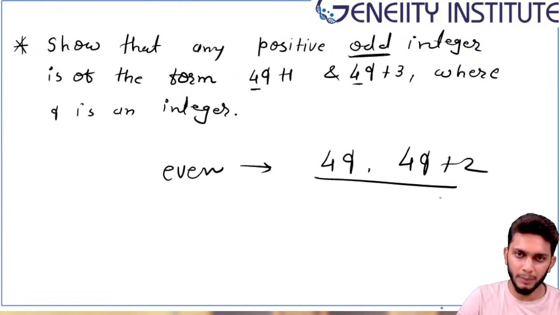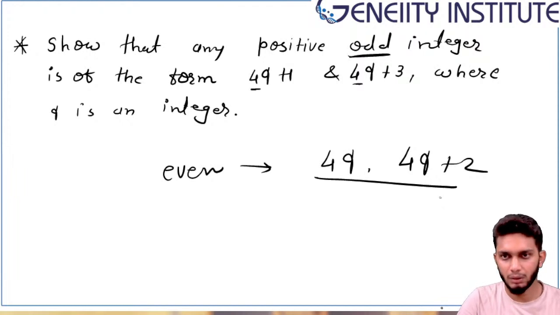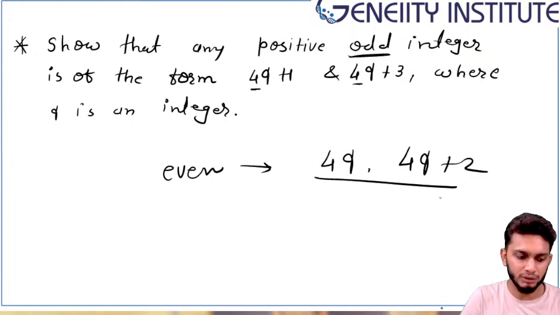Prepare for that also. It's not that they will only ask 6q+1 and so on. They can ask 4q+1 and 4q+3 also. They can also ask about even integers. So be prepared for every example.